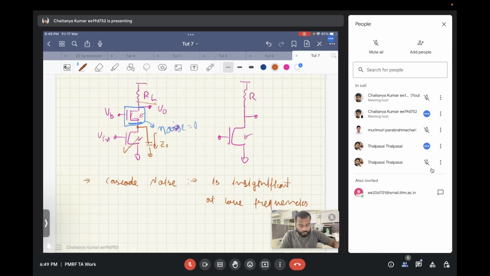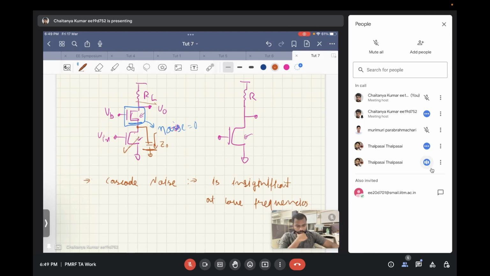Is it clear? But as the frequency keeps on increasing, the impedance of this node keeps on reducing and reducing, and hence the cascode noise current will also come into picture. So is this thing clear?